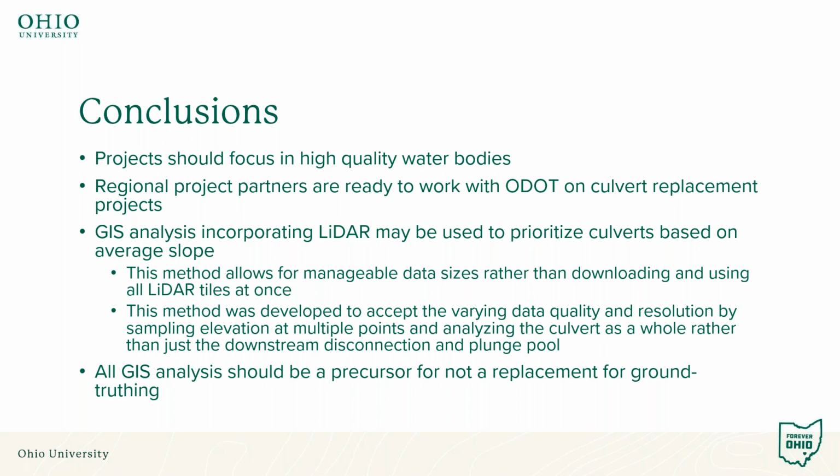And we developed this method to try to accept that data quality is going to vary, and the resolution is going to vary. And while we always want to have greater resolution on data, the reality is that we have the resolution we have. And so by sampling elevation at multiple points upstream and downstream and analyzing the culvert as a whole, rather than just trying to focus in on the downstream disconnection and plunge pool, it allows us to use the data that we have rather than the data that we want. And as always, a GIS analysis should always be a precursor for and not a replacement for ground truthing. But I think it's likely that we all understand that.